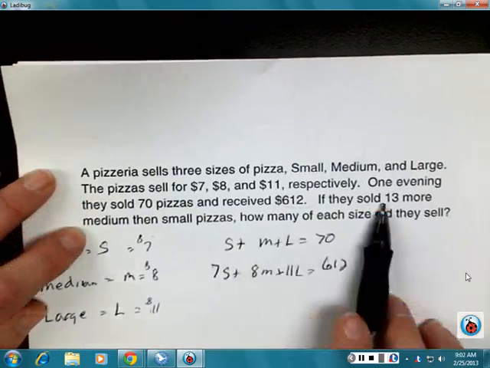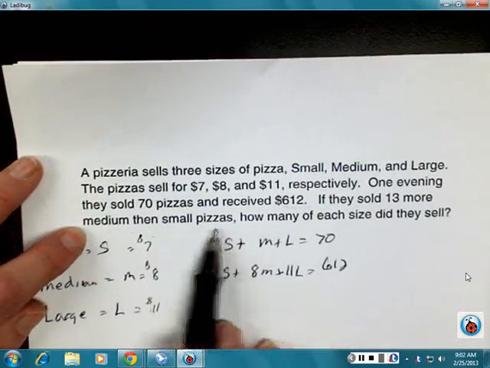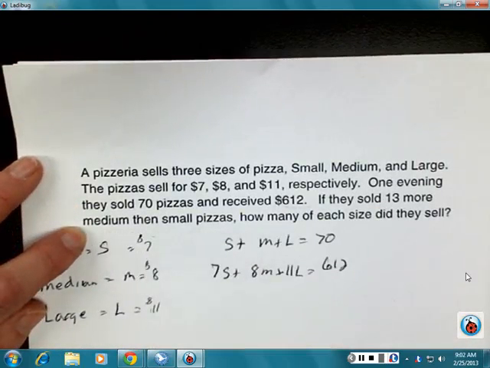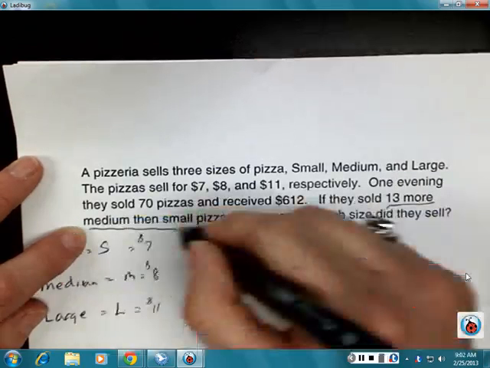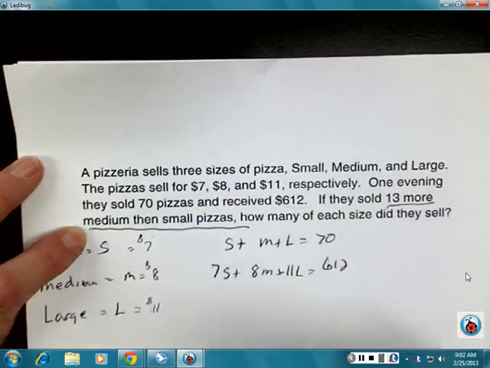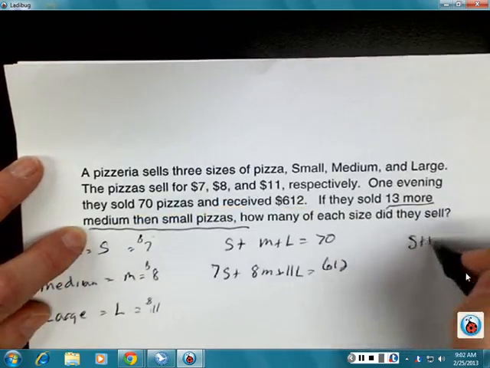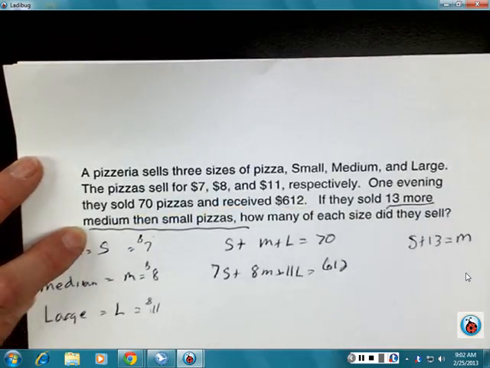If they sold 13 more mediums than small pizzas, how many of each size did they sell? So what does that mean? They sold 13 more mediums than smalls. S plus 13 equals M. Yes.